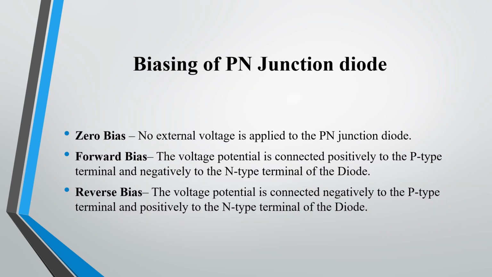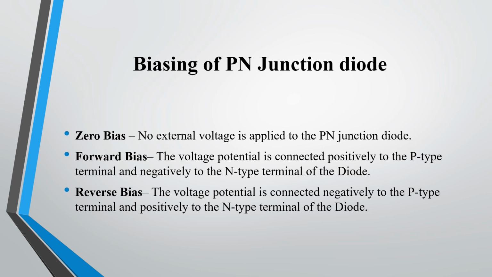Now we'll discuss biasing of a p-n junction diode. First is zero bias, forward bias, and reverse bias. Okay, what is the zero bias? When no external voltage is applied to the p-n junction diode, it becomes zero bias. That is, it is an unbiased condition. That is, no voltage is applied to the p-n junction diode. Okay. When some external voltage is applied, it acts as either a forward bias or a reverse bias condition.